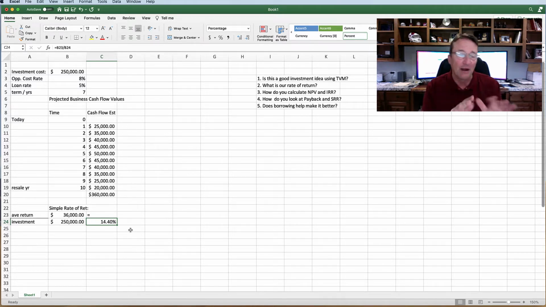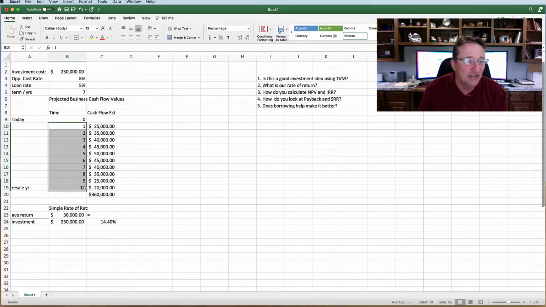Now, here's the problem with this. This 14% doesn't account for the fact that it took 10 years to happen. It doesn't really account for the fact that in this year you're below the average, and in this year you're below the average, and this year you're higher than the average. You have 40,000, and the average is 36.